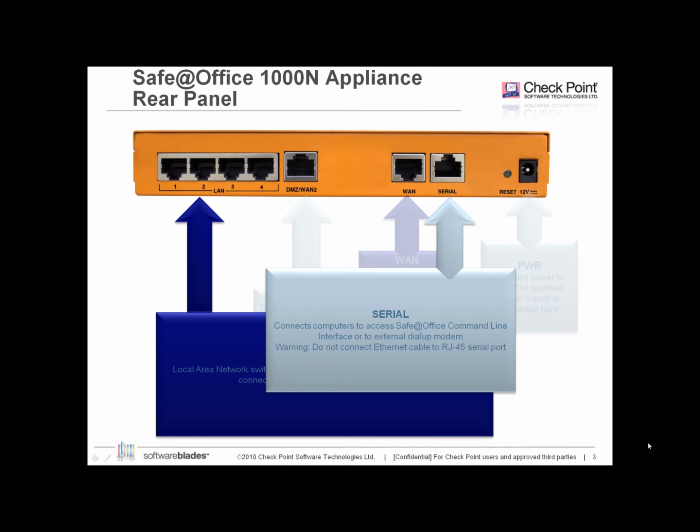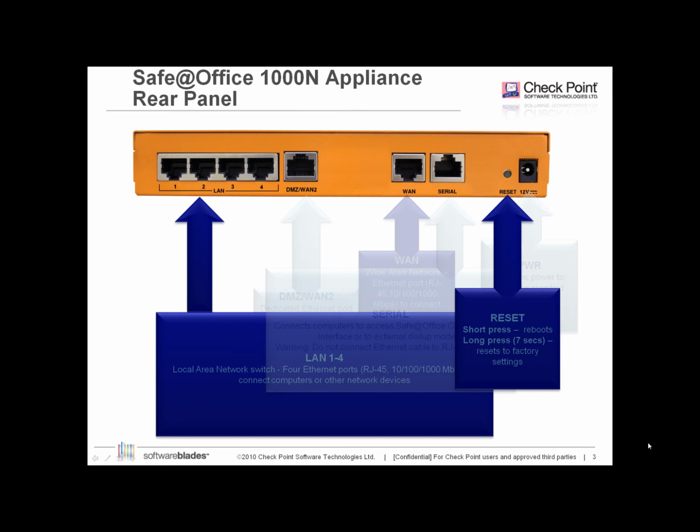The serial port is mainly for debug, for CLI access. Also, in later firmwares we enabled it to be used for an external modem, for example a serial modem, in order to dial in like an out-of-band management, so you can dial into the modem and then gain CLI access or SSH access to the appliance. The reset button can be used for several things. For example, reset to factory defaults. It can also be used for just resetting the appliance.